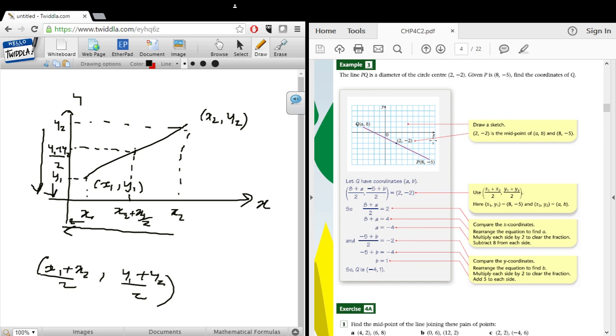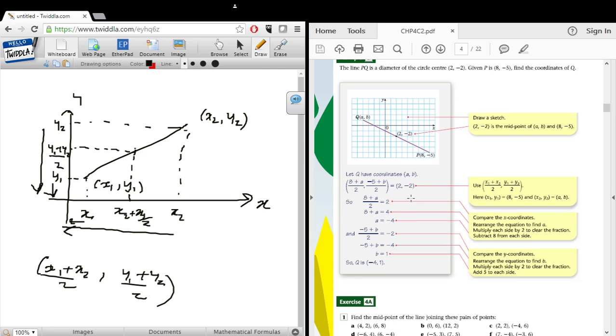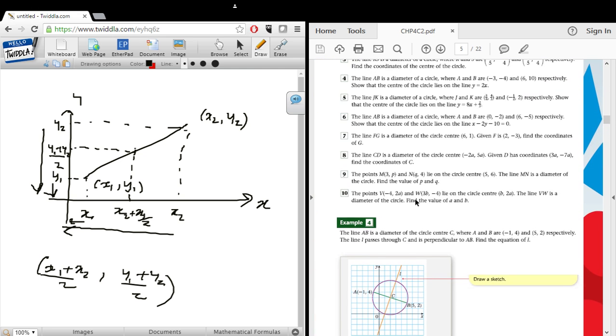And then again, you have the line PQ is the diameter of a circle, center (2, -2), given the point P here (8, -5). Find the coordinates of Q. So again, you just have the two unknowns, which is x and y, but you have everything else. So all you need to do is rearrange. So you have this one corresponding to x, where it's 2, and this one corresponding to y, where the center is -2. Very simple, straightforward, no problems there.